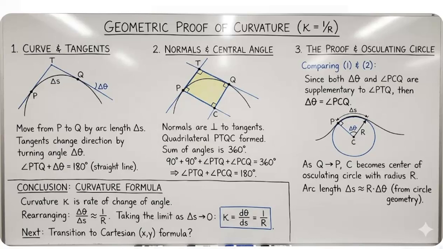Okay, let us see the geometric proof of curvature. What is the meaning of curvature, actually? Geometrically, I can say that the curvature is the reciprocal of the radius of the osculating circle. We can say that. What is this actually, the osculating circle and all those things?